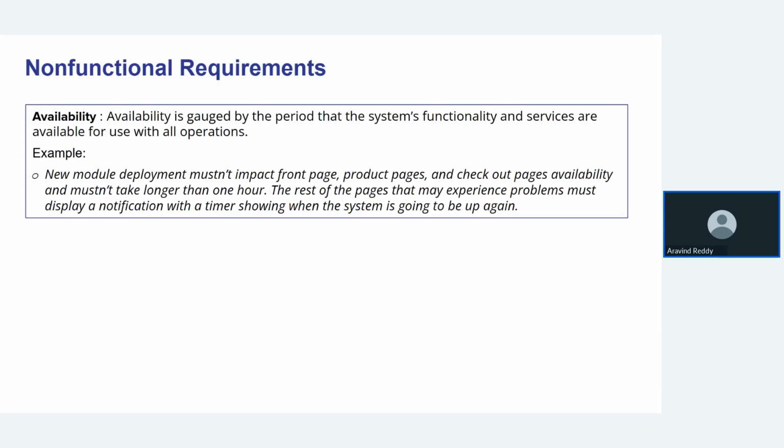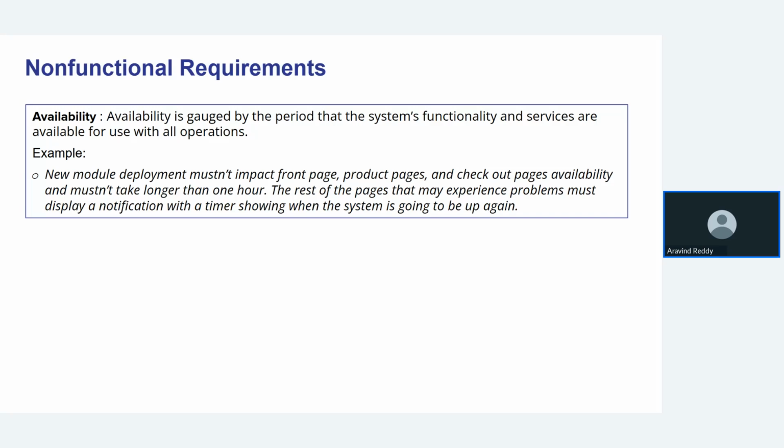So next, in the non-functional requirements, we have availability. So you need to make sure of these things. Availability plays the key role: it is guided by the period in which system functionality and services are available to users with all operations. See here the example they have provided. New model development must not impact the front end page, product page and checkout page availability, and must not take longer than 1 hour. The rest of the pages may experience the problem. A notification must be displayed within a timer showing when the system is going to be back again.